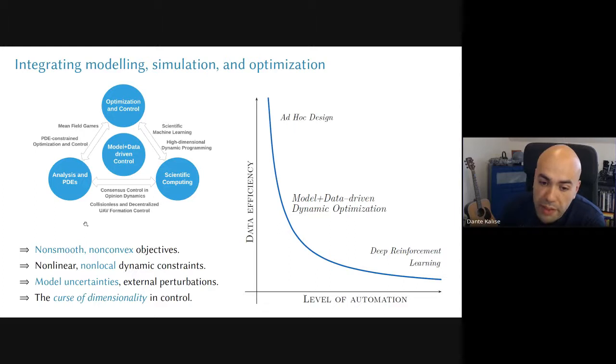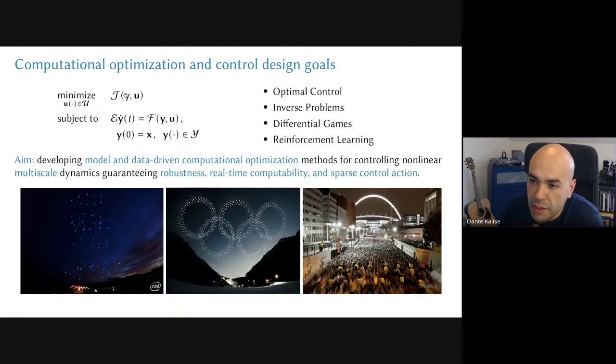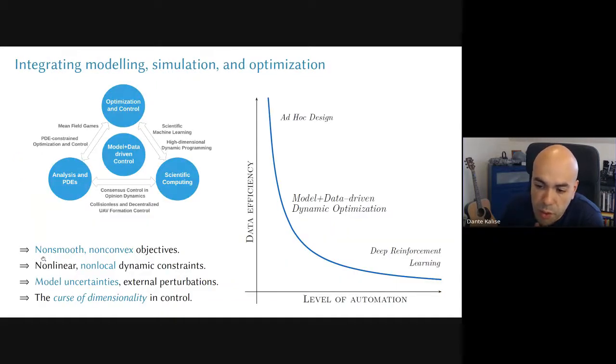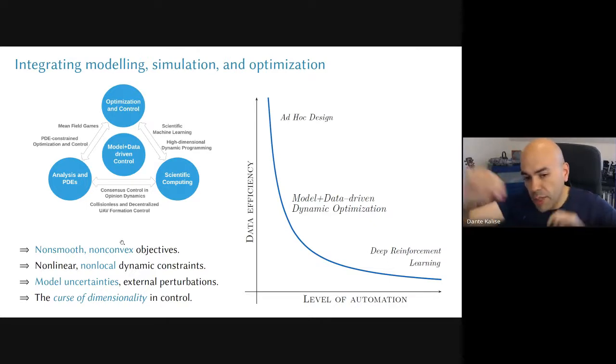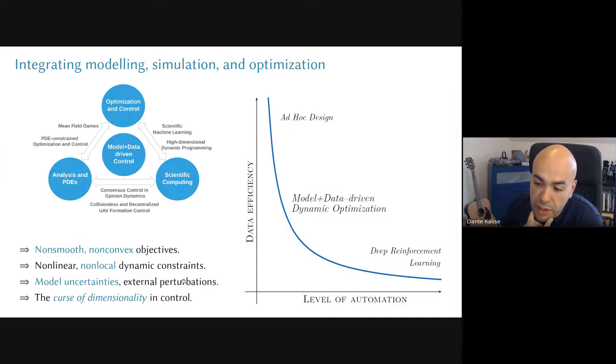Of course, this is not that easy because, for one thing, this cost here, this performance index J, sometimes is non-smooth or non-convex, so that is challenging from the optimization viewpoint. The dynamics are often nonlinear and non-local. By non-local, I mean that really different parts of the system are very strongly and nonlinearly coupled. You have model uncertainties, you have external perturbations. Think about the wind with the quadrocopters. You don't know exactly how the wind is going to blow. You just have some margins to operate. And of course, you have the curse of dimensionality.